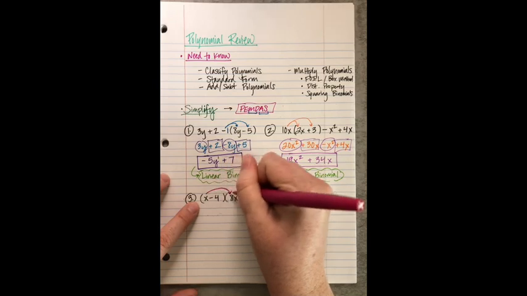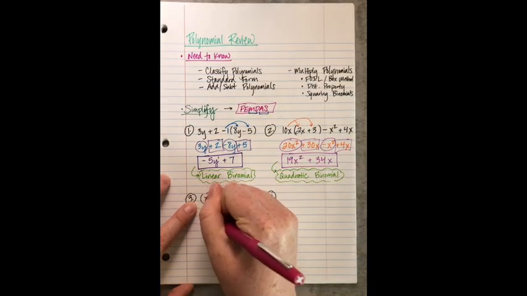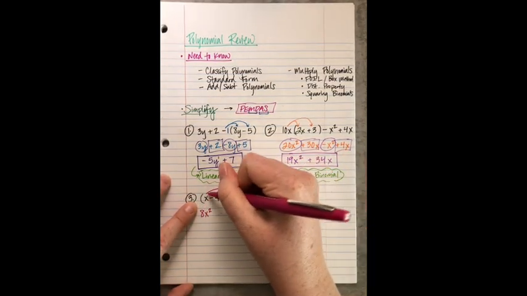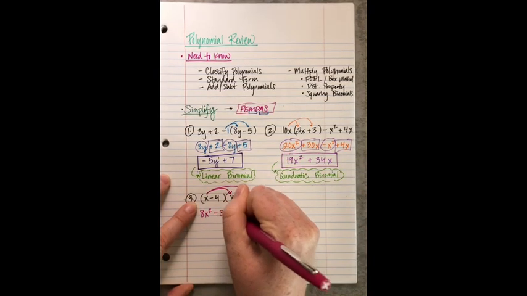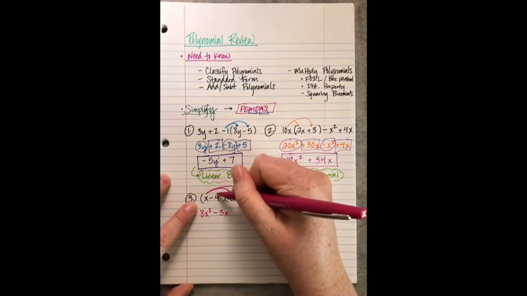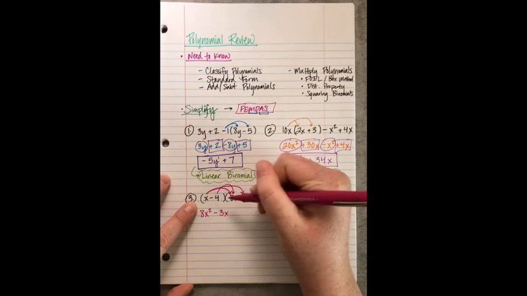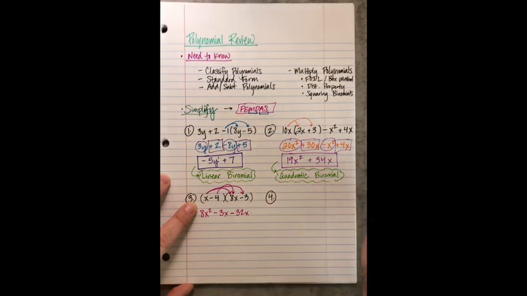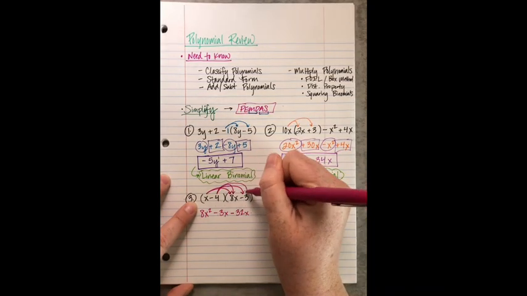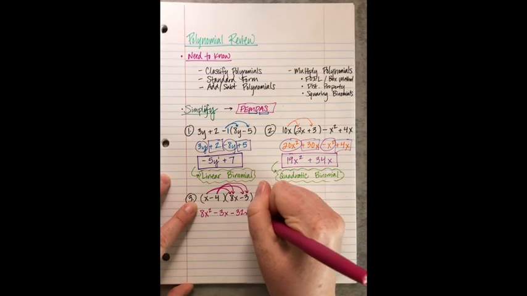First, x times 8x is 8x squared. Outside terms, x times negative 3 is negative 3x. Now I'm going to multiply my inside terms. Negative 4 times 8x is negative 32x. And then I'm going to multiply my last terms. Negative 4 times negative 3 is positive 12.